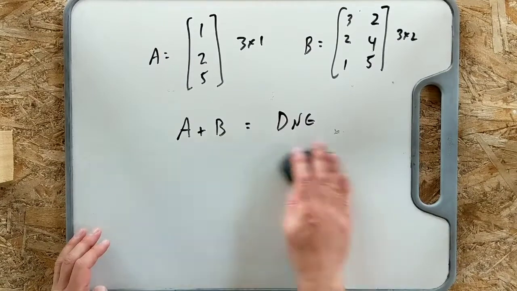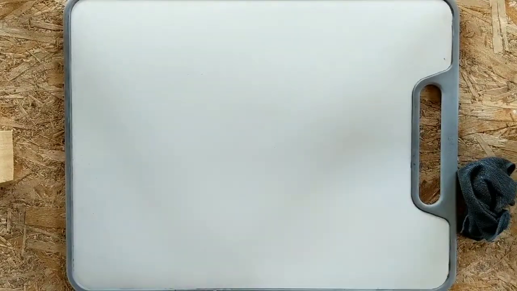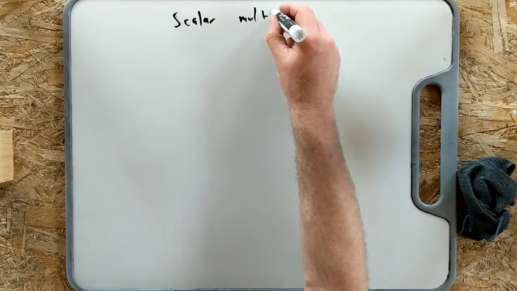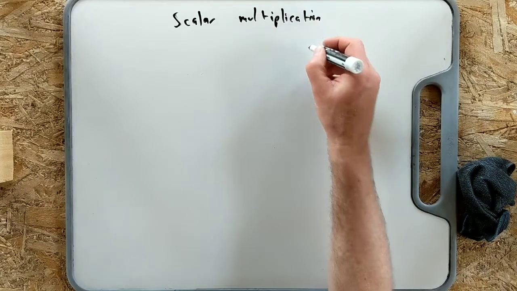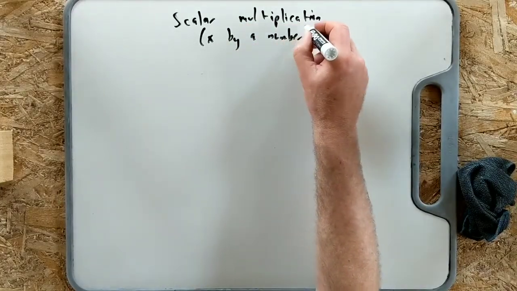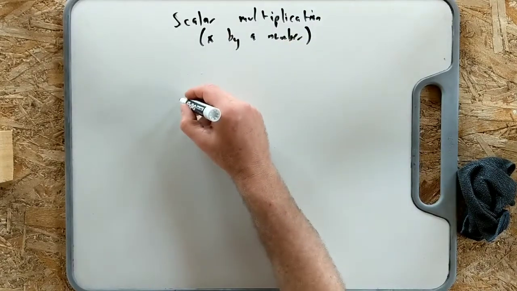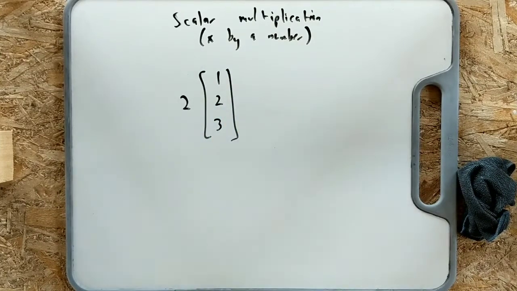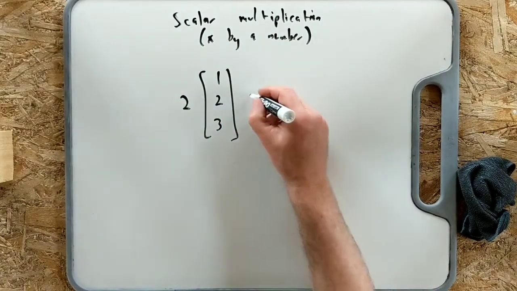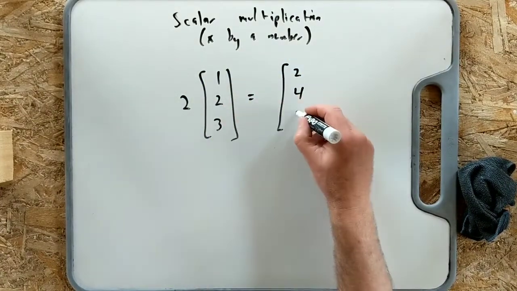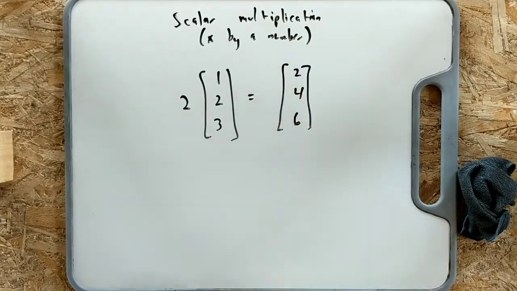The first kind of multiplication is called scalar multiplication. You'll see that in the notes. It's scalar multiplication. That means multiplying by a number on the outside. So, for example, 2 times the matrix 1, 2, 3. What this means is you multiply 2 by all of these, you get the matrix of the same size when you're done. So it's just 2 times 1 is 2, 2 times 2 is 4, and 2 times 3 is 6, like that. This is a number times a matrix.